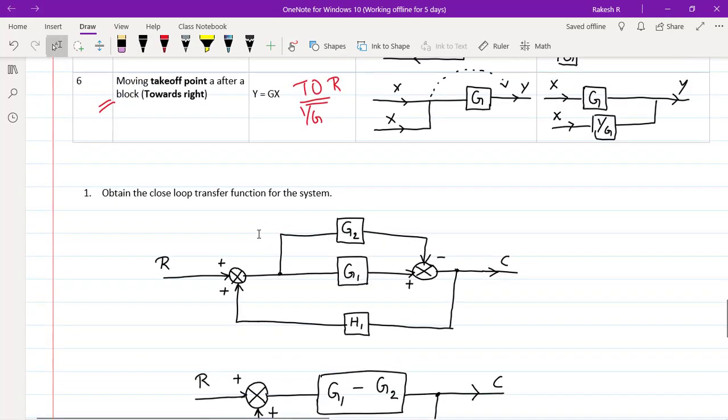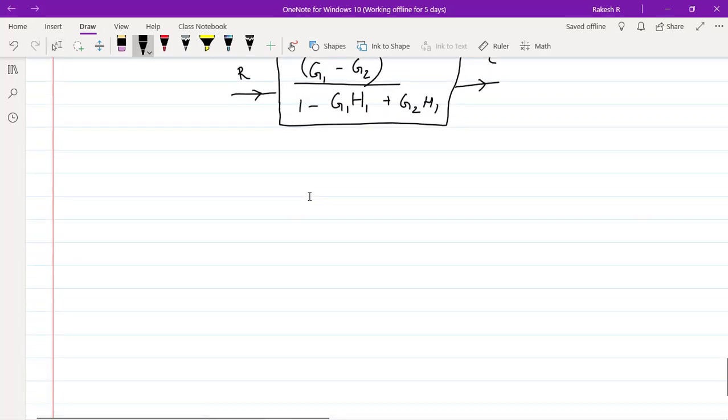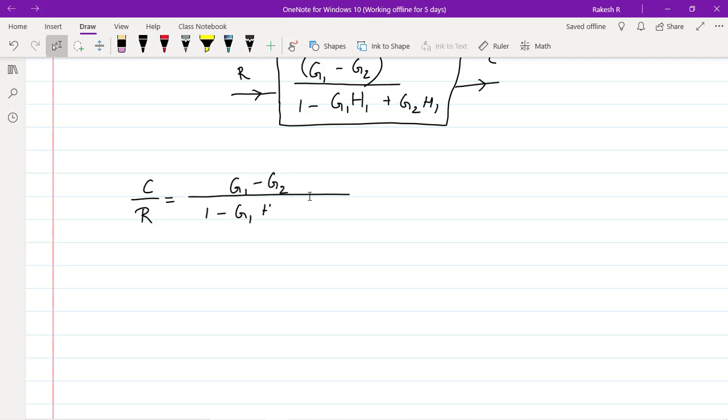In this question, what has he asked? Obtain the closed loop transfer function for the system. Right. So the closed loop transfer function is C by R. C by R is the transfer function of the system that he has given, that is G1 minus G2 whole divided by 1 minus G1 H1 plus G2 H1 here. This is the transfer function of the given block diagram.